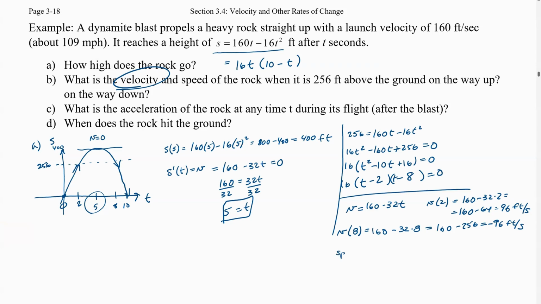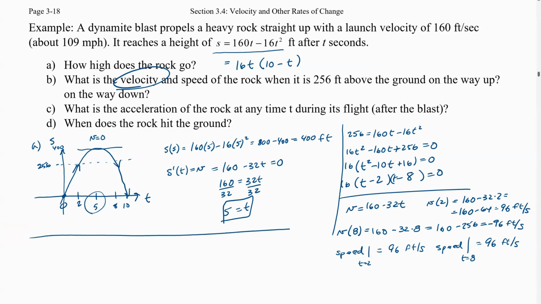But what about the speed? Here's the notation we'll use for speed. The speed when t is equal to 2 is 96 feet per second. The speed when t is equal to 8 is also 96 feet per second. Yeah, when you ignore friction and all that kind of stuff, you get these nice little things. It's 96 feet per second going up, 96 feet per second going down.